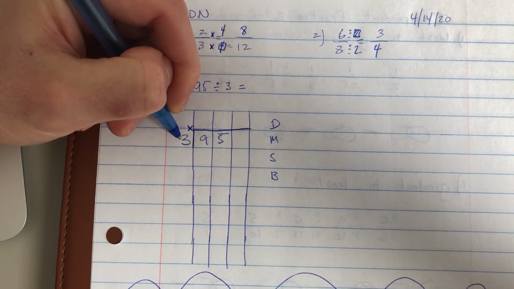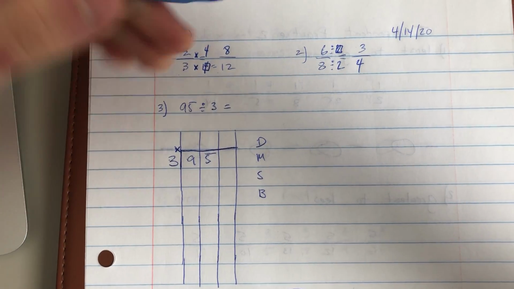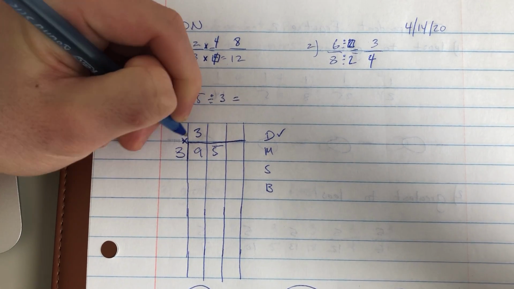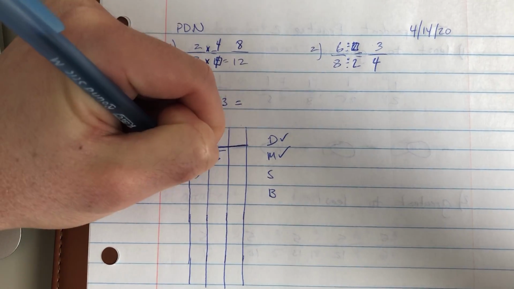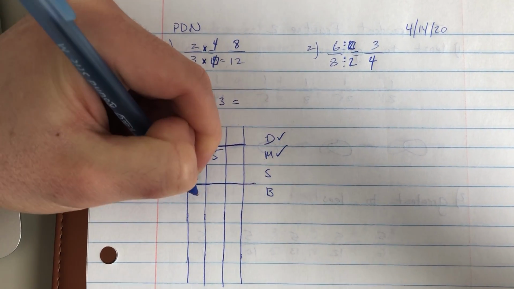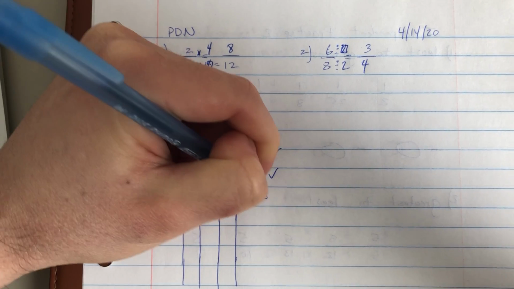First step is to divide, so I roll my 3's into 9. 3, 6, 9. 9 divided by 3 equals 3. Put a check next to divide. I multiply 3 times 3. That equals 9. Now I need to subtract. 9 minus 9 equals 0. And then I bring it on down and bring it on back. I bring down that 5.